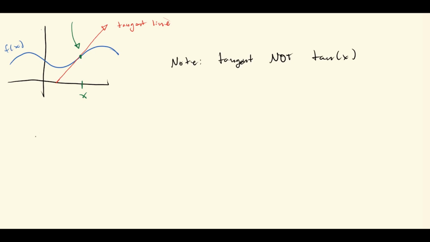Let's say we're given the function f of x is equal to x squared minus 7x plus 21. And we're asked to find the equation of the tangent line at the point x equals 9. So the first thing we want to do here is find the derivative of the function. So let's go ahead and do that.